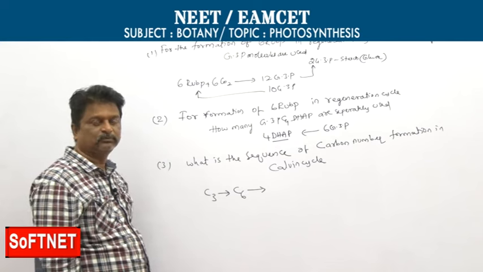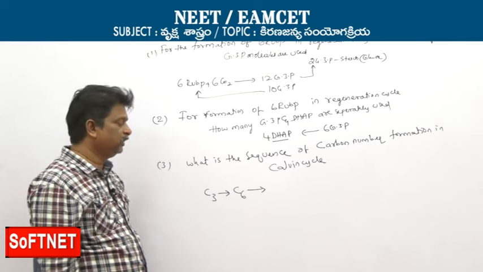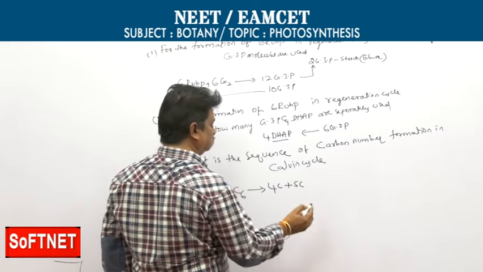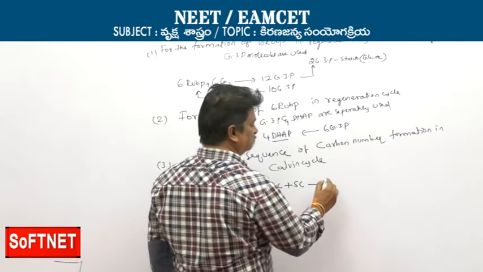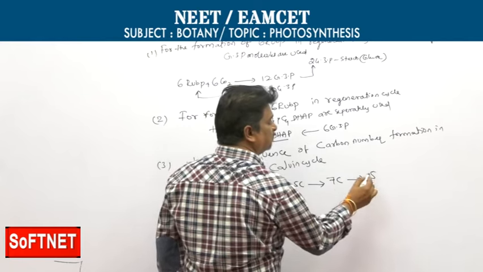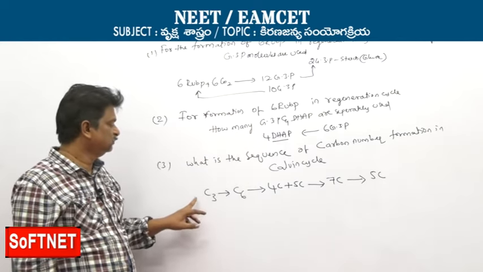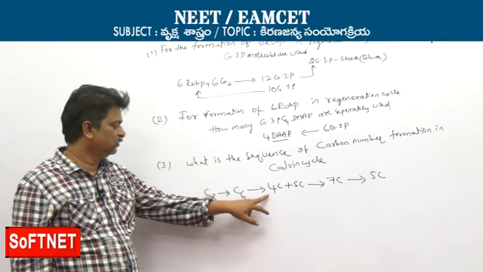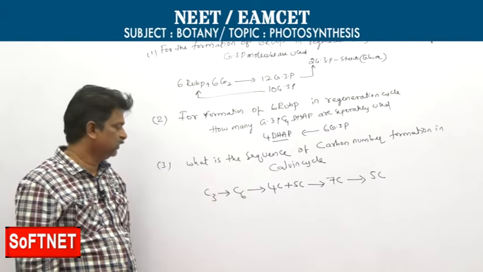So, next 6 carbon. After that, fructose monophosphate reacts with G3P, forms 4 carbon compound and 5 carbon compound. Next, 4 carbon and 3 carbon fuse to form 7 carbon. After that, 7 and 3 carbon fuse to form 2 5 carbon compounds. So, answer is this sequence: C3, 6, 4 carbon, 5 carbon, 7 carbon and 5 carbon.